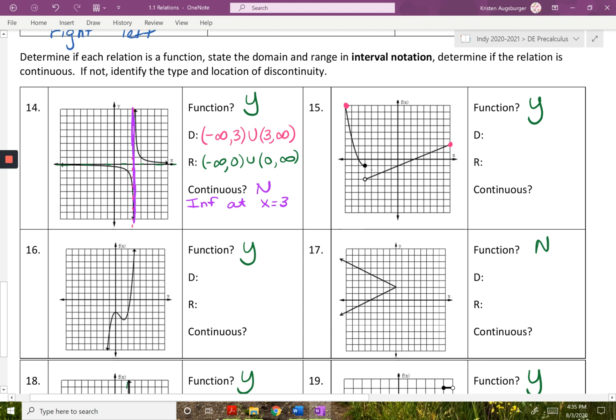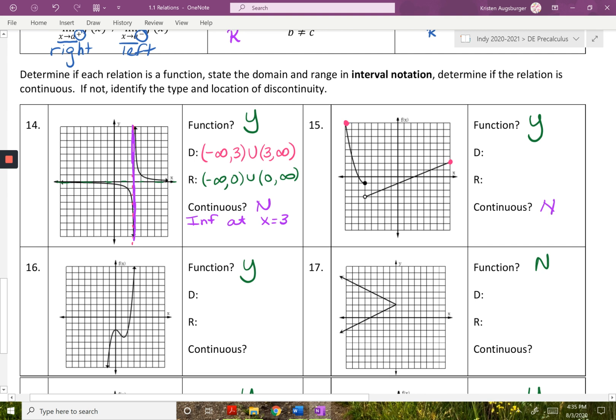Do I have to pick up my pen for this? This is not a function. It's not a continuous function right there. 1, 2, 4, 5. I have continuity. So it comes to a value from the left. It looks like it comes to a value from the right. This is a discontinuity.